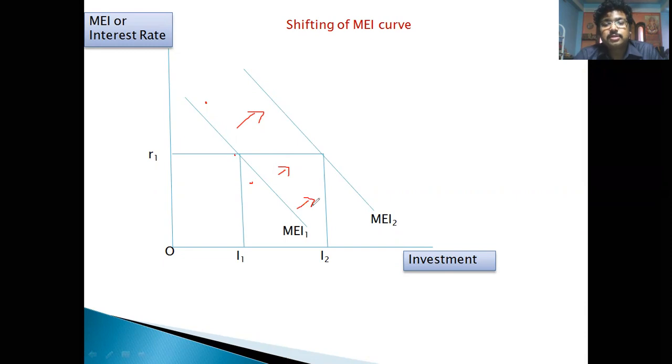If there is an increase in autonomous investment, then there is a shifting of the MEI. Because the market rate of interest does not play any role in shifting the MEI. Autonomous investment plays a crucial role in shifting the MEI. If there is an increase in autonomous investment, then there is a shifting of the MEI upward. If there is a decrease in autonomous investment, then there is a shifting of the MEI to the left, towards the origin.